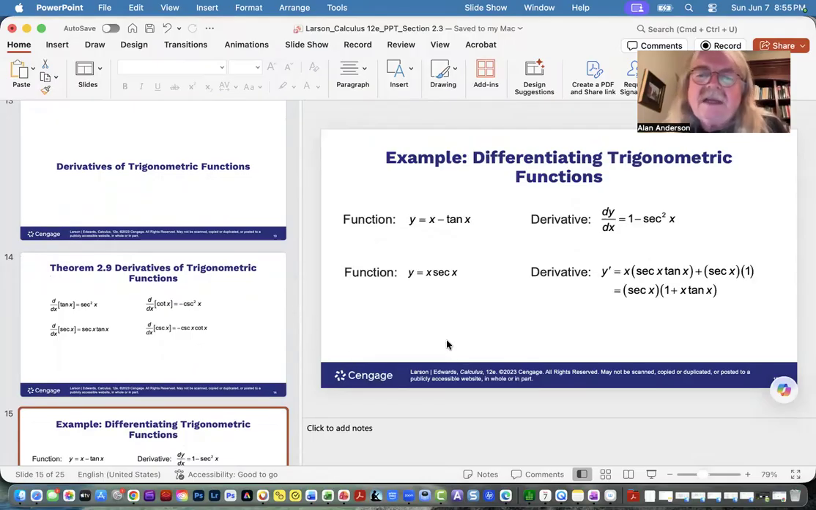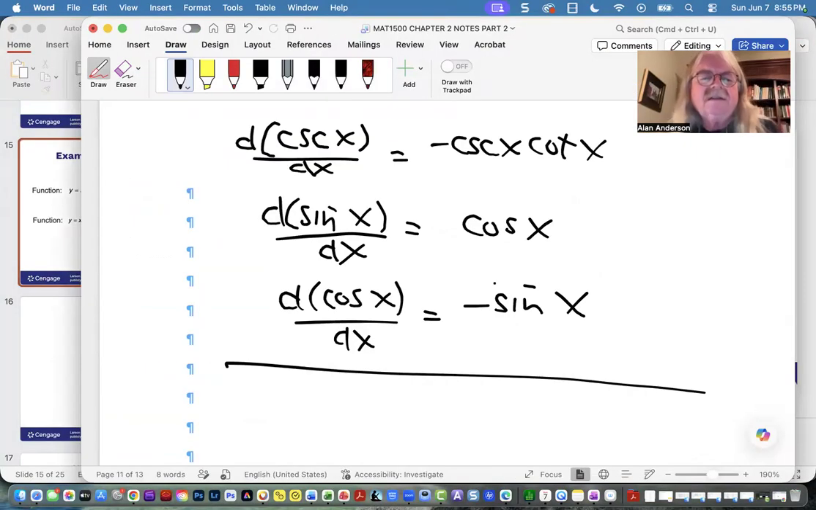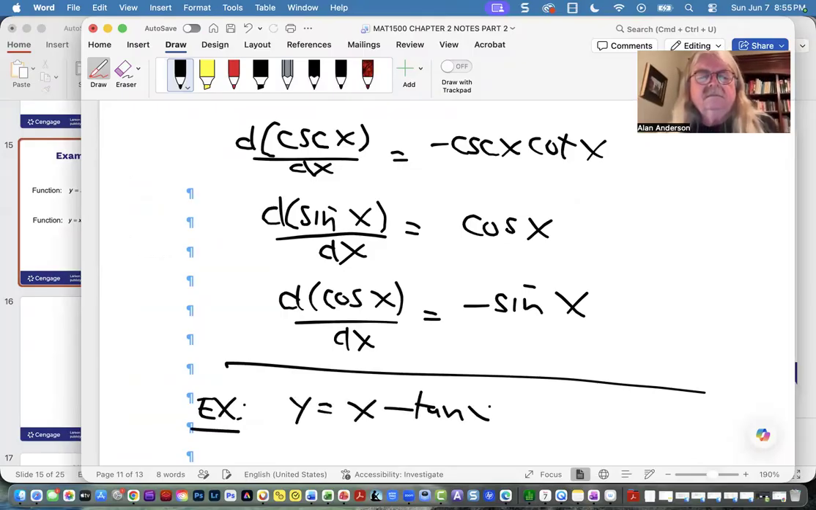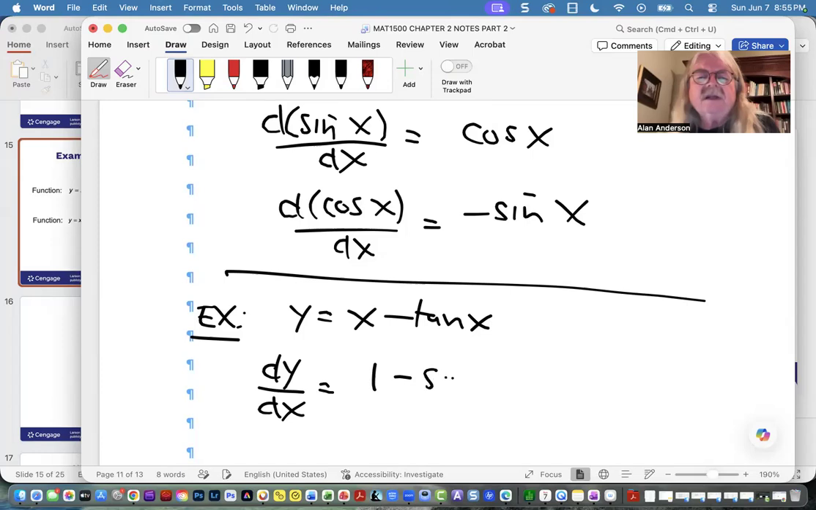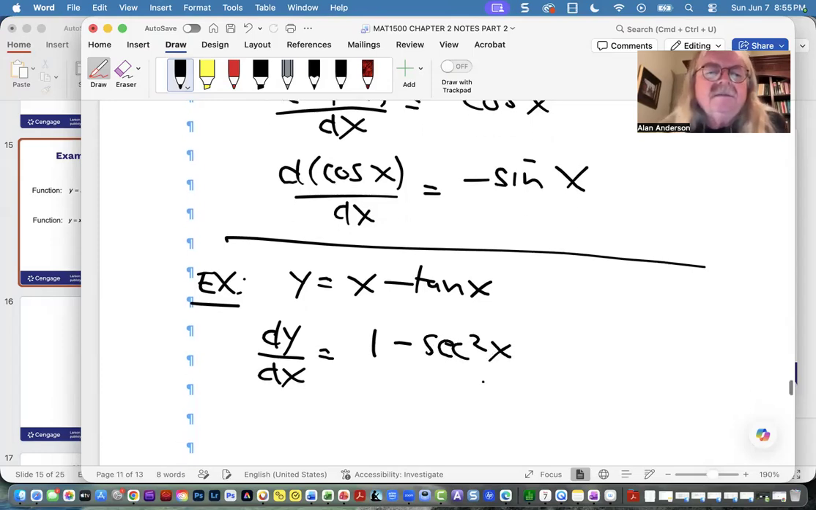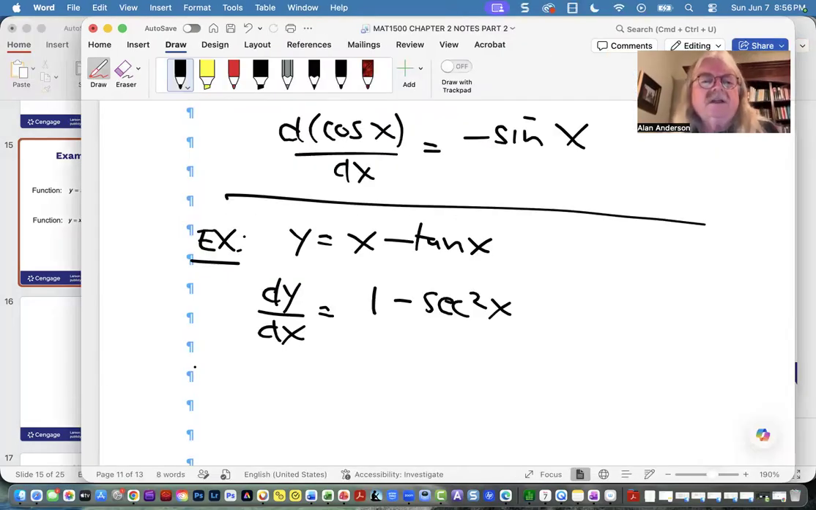Okay. Now they've got some examples for us, of course. y equals x minus tangent x. So this is pretty straightforward. The derivative of x, as we've seen, is just 1. And the derivative of tangent, as we already know, is secant squared x. So that's easy. What about x secant x? That's trickier because, of course, we need the product rule.